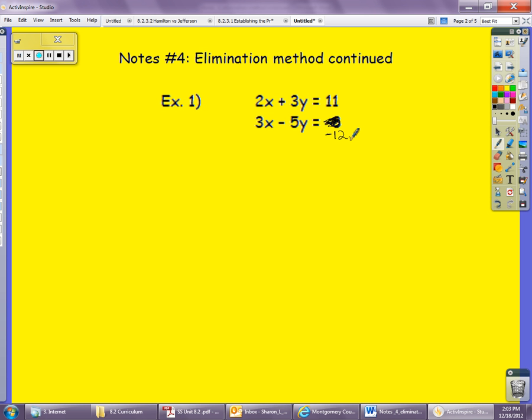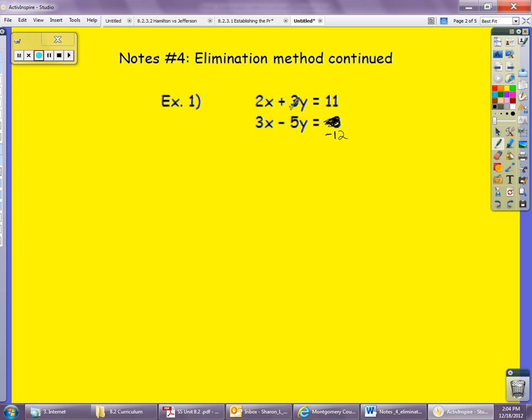So we want to use the elimination method. Now we want the coefficients of the variables to be the same for them to eliminate. So we want them to be the same, and we want one to be positive and one to be negative. So if we look at these, we have a 2x and a 3x, and then we have a 3y and a negative 5y. Now the one I'm going to try to eliminate is the y, because one is positive and one is negative. In order to eliminate the y's, they need to be the same.